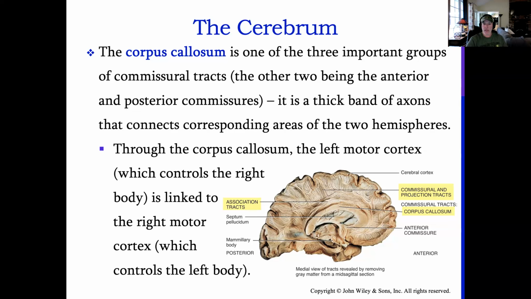This commissural tract right here is the largest, and that is the corpus callosum. And the corpus callosum is going to be one of the main bands of axons that connects the left and right hemispheres.